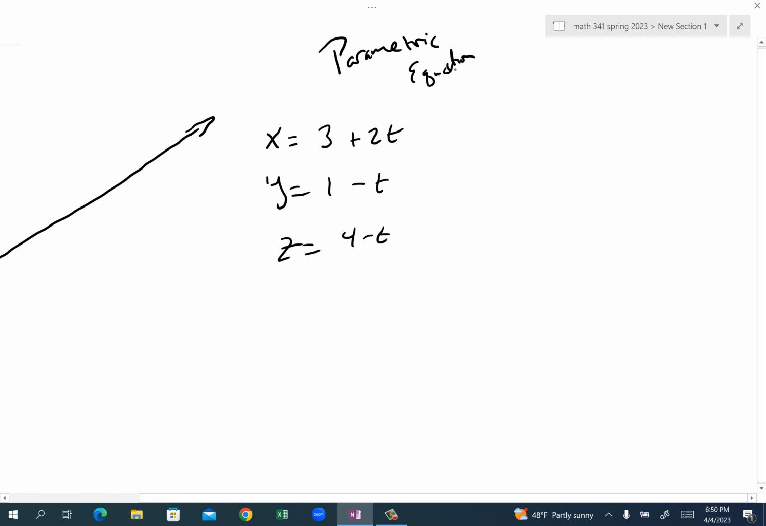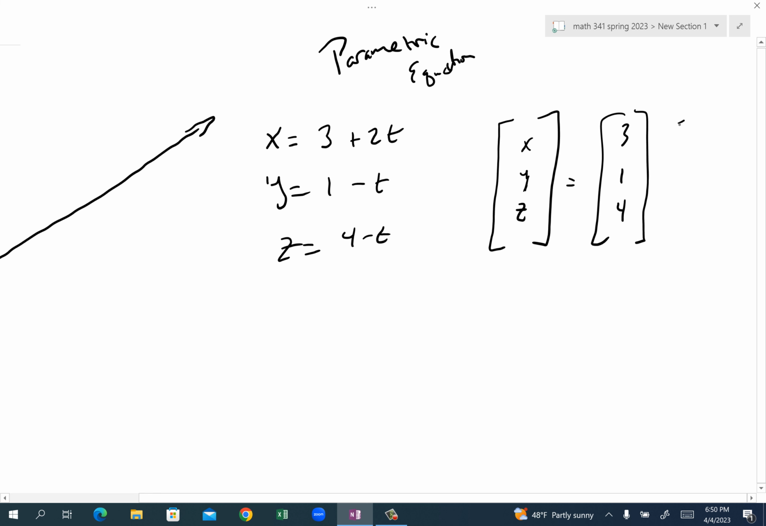Okay? So when I look at this thing here, the first thing I see is actually 3 vectors. Let's see if you see them. Here's one vector. Here's another vector. And then here's another vector, times t, which almost becomes our scalar. That makes sense?